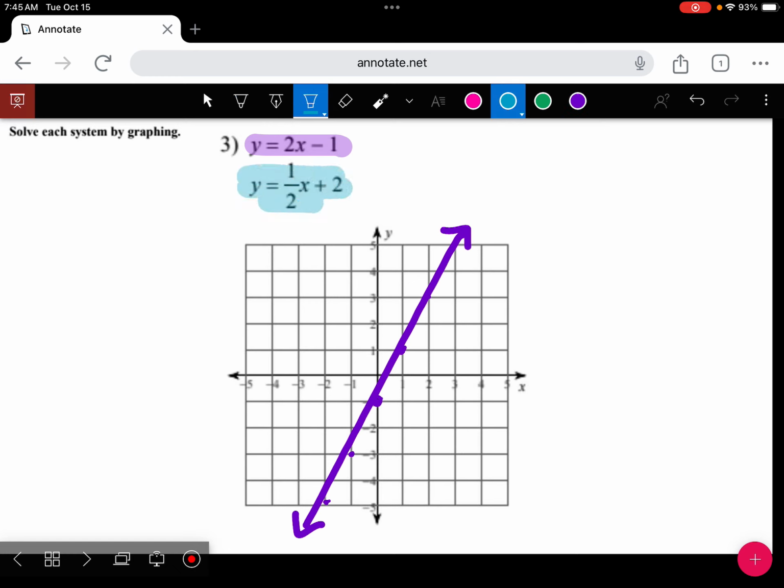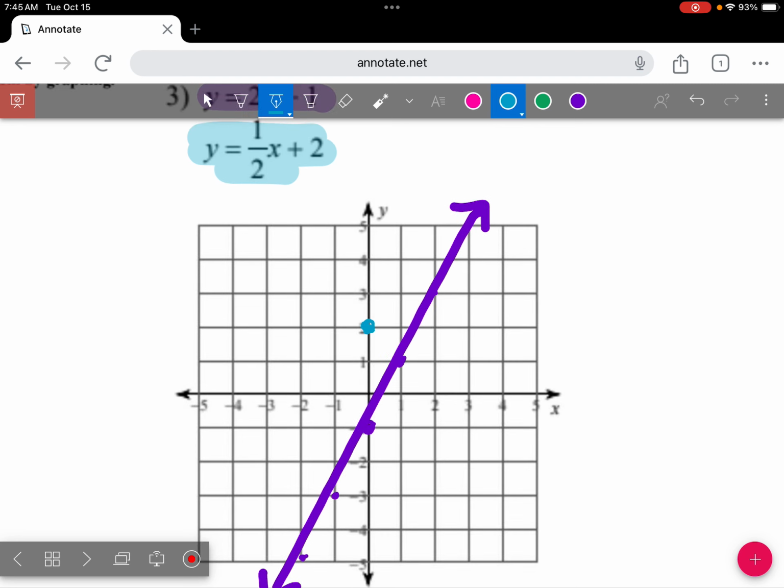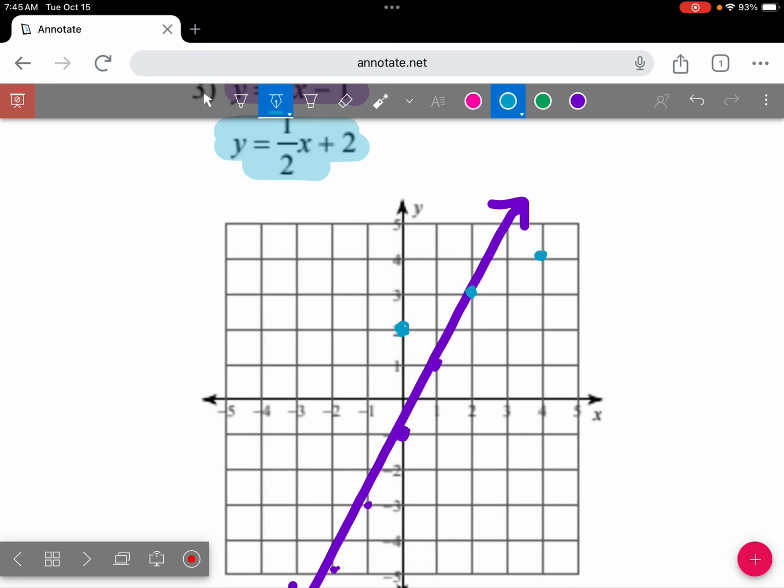Where am I going to start with this one? Positive 2. And how do I find my next point? Say it again. Up 1 over 2. Up 1, right 2. Or I could go down 1, left 2. As long as I flip both, I can go whichever direction I please.